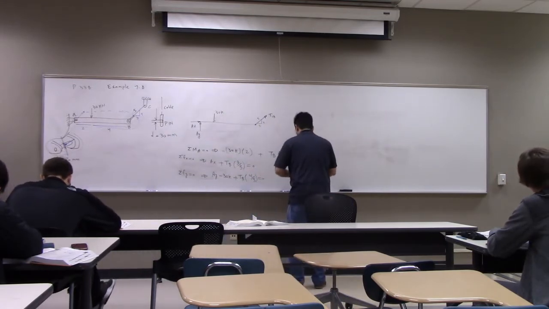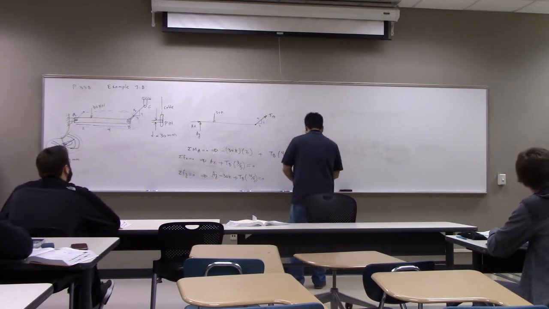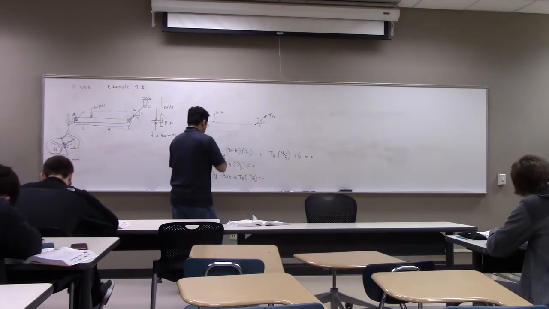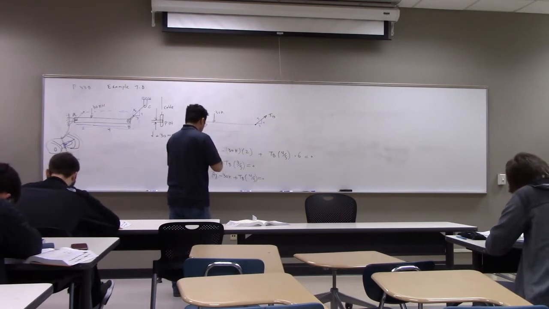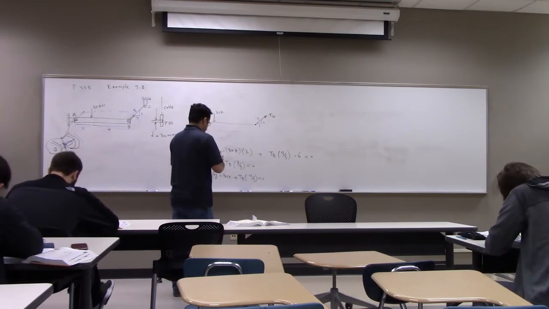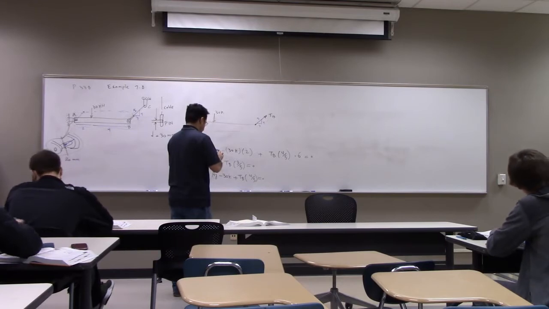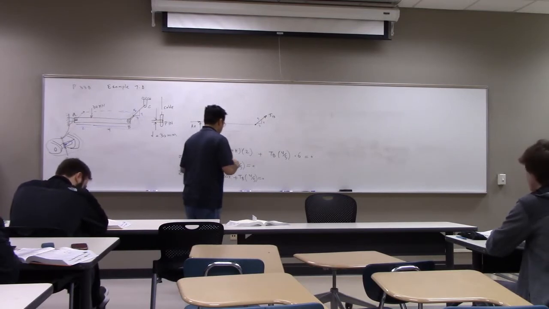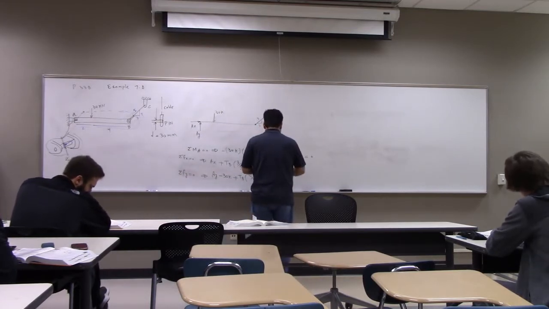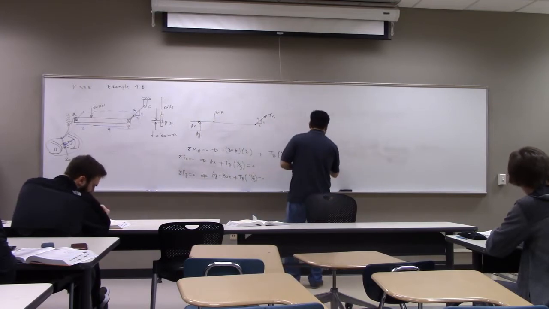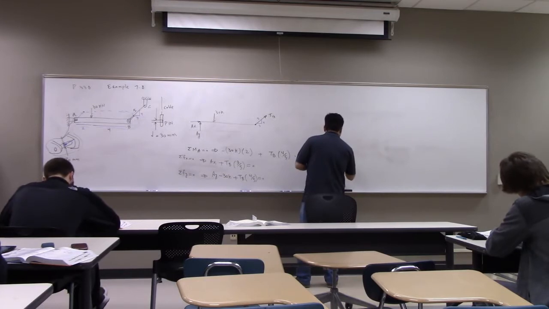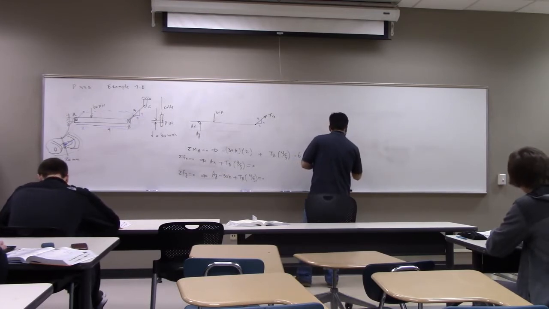If you solve the first one, you get 60 divided by 4.8, and TB is positive. TB is equal to 12.5 kilonewtons.